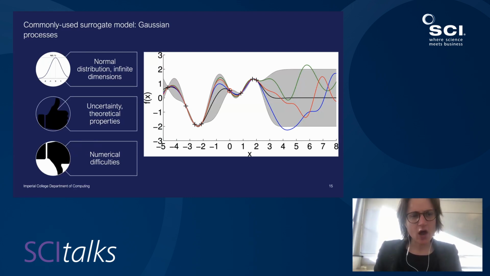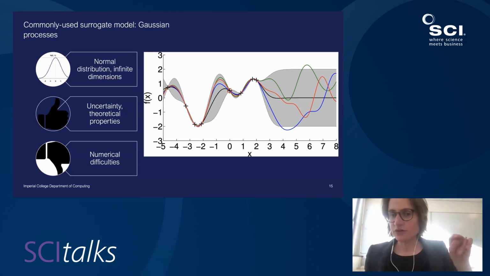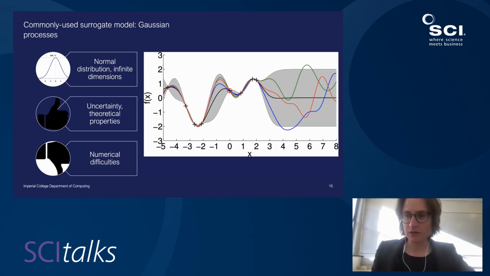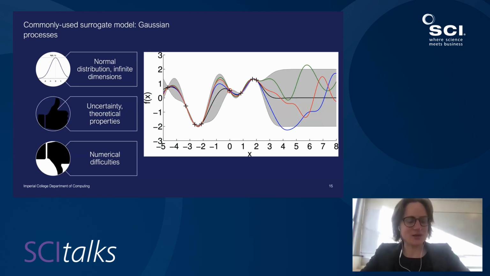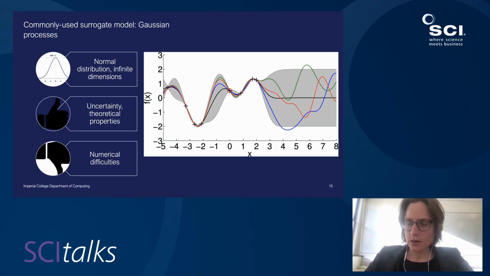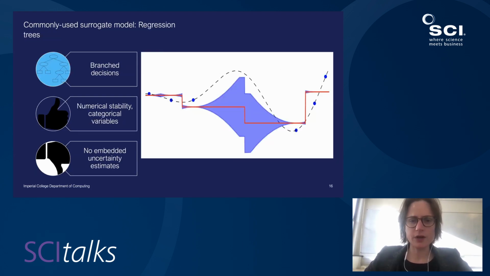A commonly used surrogate model, or at least one that I like, is Gaussian processes. This is an extension of a normal distribution to an infinite number of dimensions. I really like how it has really nice uncertainty properties, and I like the proofs that people work with related to Gaussian processes. They do have some numerical difficulties sometimes, which can be frustrating. And then there's also a whole lot of other surrogate models.